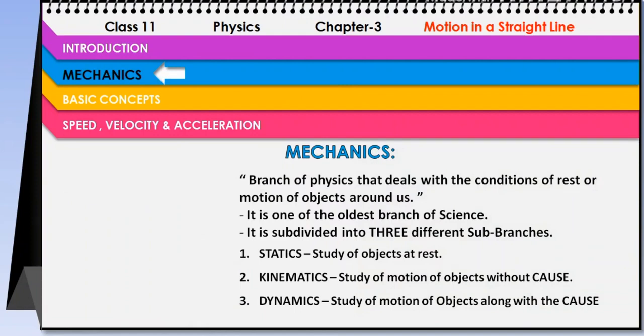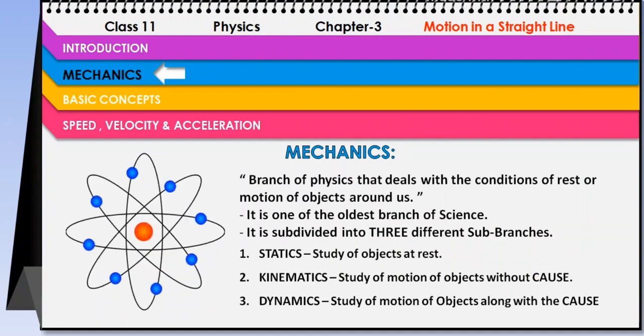Now, what is mechanics? Mechanics is the oldest branch of science that is being studied. This branch of physics deals with the conditions of rest or motion of objects which are around us. So, the branch of science that deals with the motion or concepts of motion, that is nothing but mechanics, right? One of the oldest branches of science. It is divided into three different sub branches, namely statics, kinematics, and dynamics.